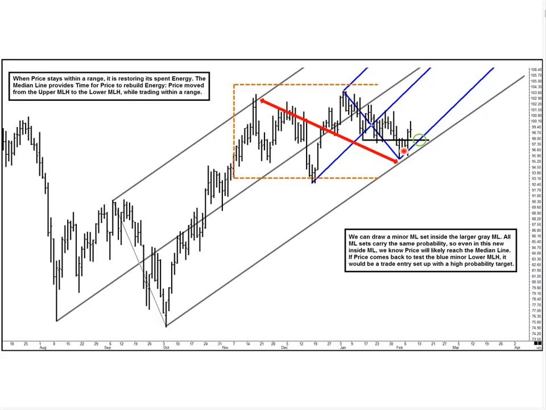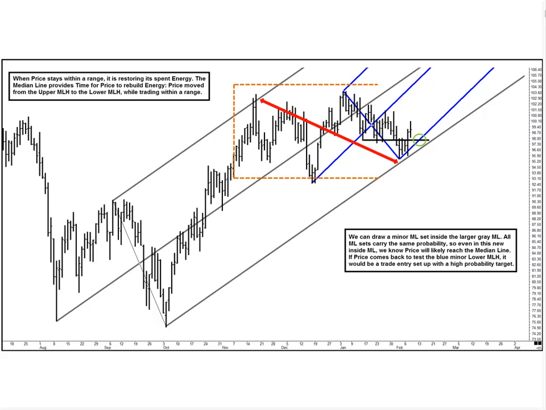Well, I could just use this gray upsloping median line, but another way to do it is we can draw an inner smaller median line. We can draw a minor median line set inside the larger gray median line. All median line sets carry the same probability, so even in this new inside median line, we know price will likely reach the median line. So from this lower parallel to this median line would be the most likely line. If price comes back to test the blue minor lower median line parallel, it would be a trade entry setup with a high probability target of this median line.